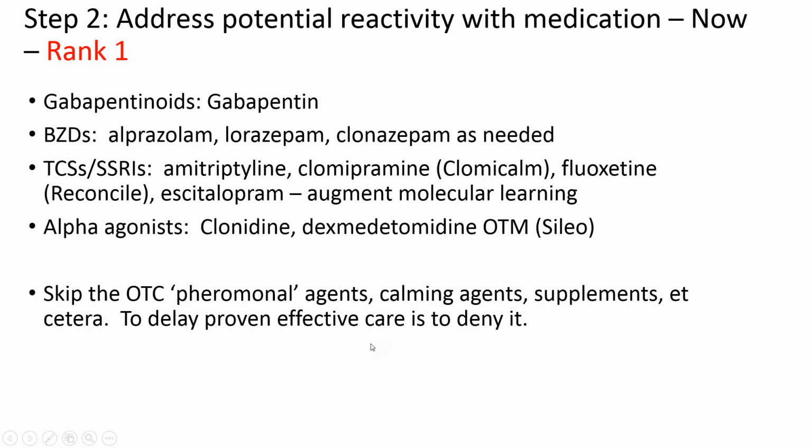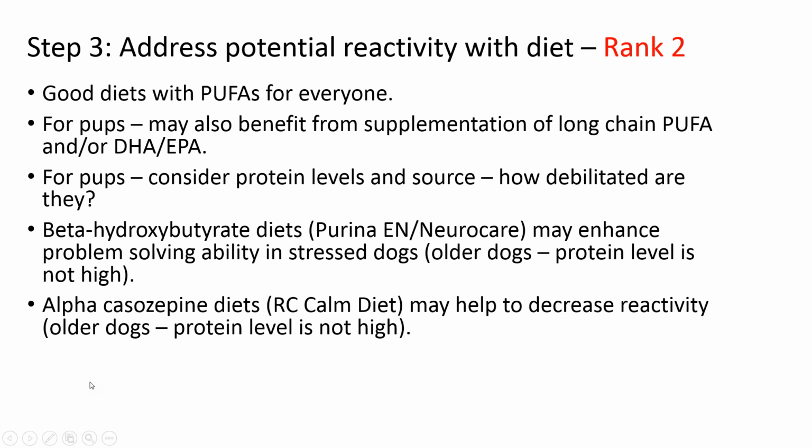Okay. Step three. So what are we going to do for step three? Now, we're into the second rank. These are things you can delay. Good diets with polyunsaturated fatty acids for everyone that'll help with brains. That means increased DHA and EPA levels, especially for young dogs whose brains are developing. You need to consider protein level and source. How debilitated is this puppy? What do they need? Some special proteins.